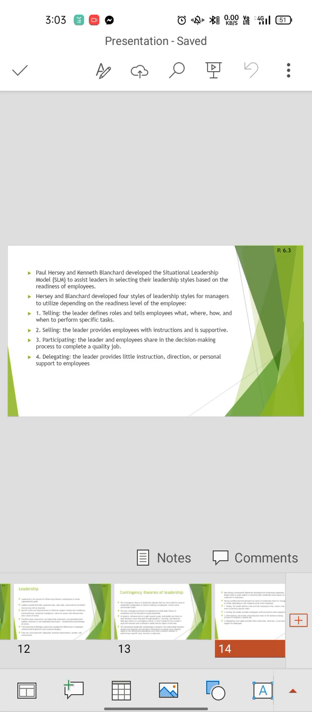And next is participating. The leader and employees share in the decision making process to complete a quality job. And last, delegating. The leader provides little instruction, direction, or personal support to employees.